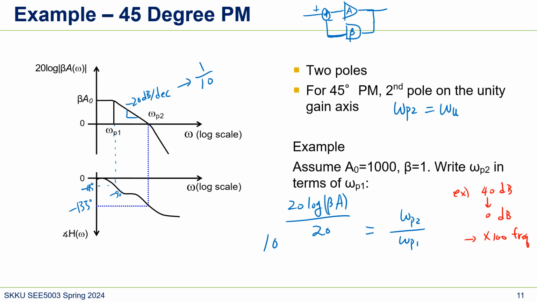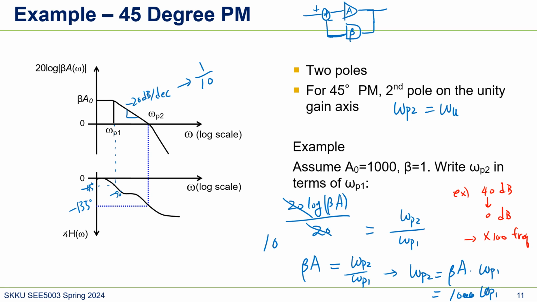You can stop the lecture and calculate on your own. If you just calculate this, the 20 is removed, and the 10 log is just beta A0 equals omega p2 over omega p1, right? So that's why omega p2 is the loop gain times omega p1. So in this example, since it's 1,000, it becomes 1,000 omega p1. That's how it works.